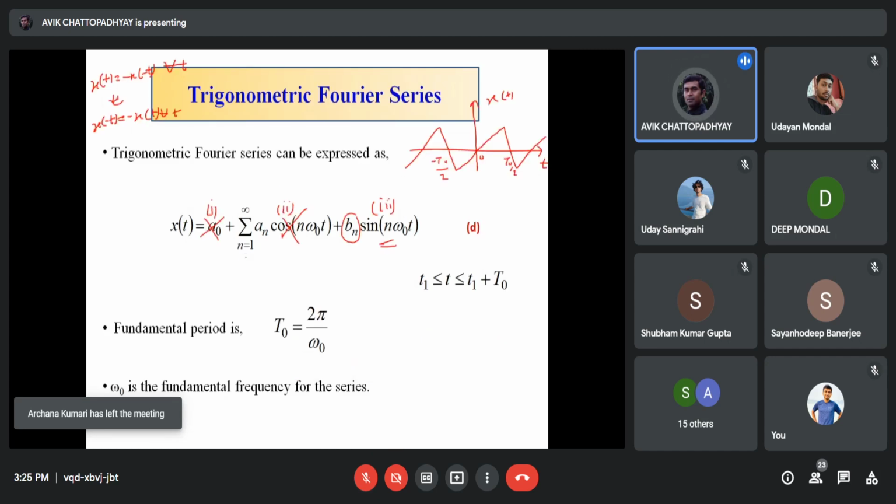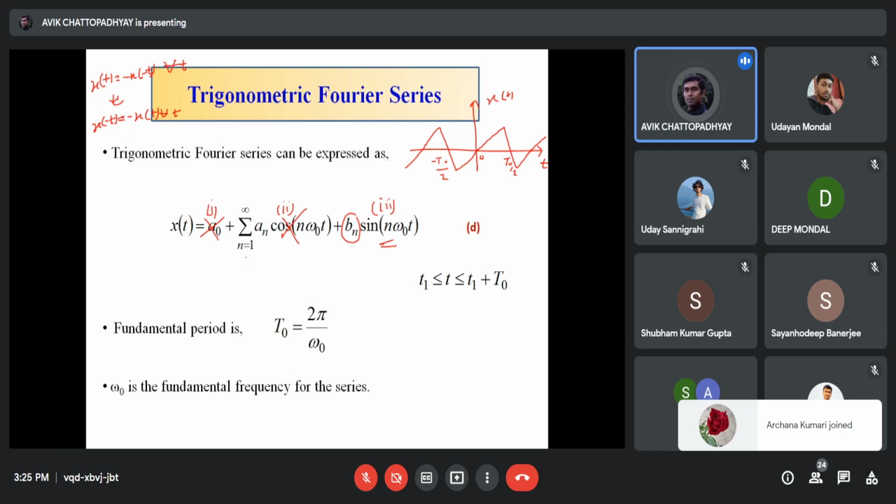Otherwise, the stereotype method says you have to first calculate a naught, then find the an's, then the bn's, then apply the formula. It's a mechanical method. Without knowing anything, you just do it in a rigorous manner. But if the property is there and you know it, there is no need to calculate. It's an unnecessary, redundant calculation. So you can straight away say that a naught is absent, the an's are absent. The only coefficients that can be present are the bn's, so only the sine terms will be there. That's all. So this is the point.